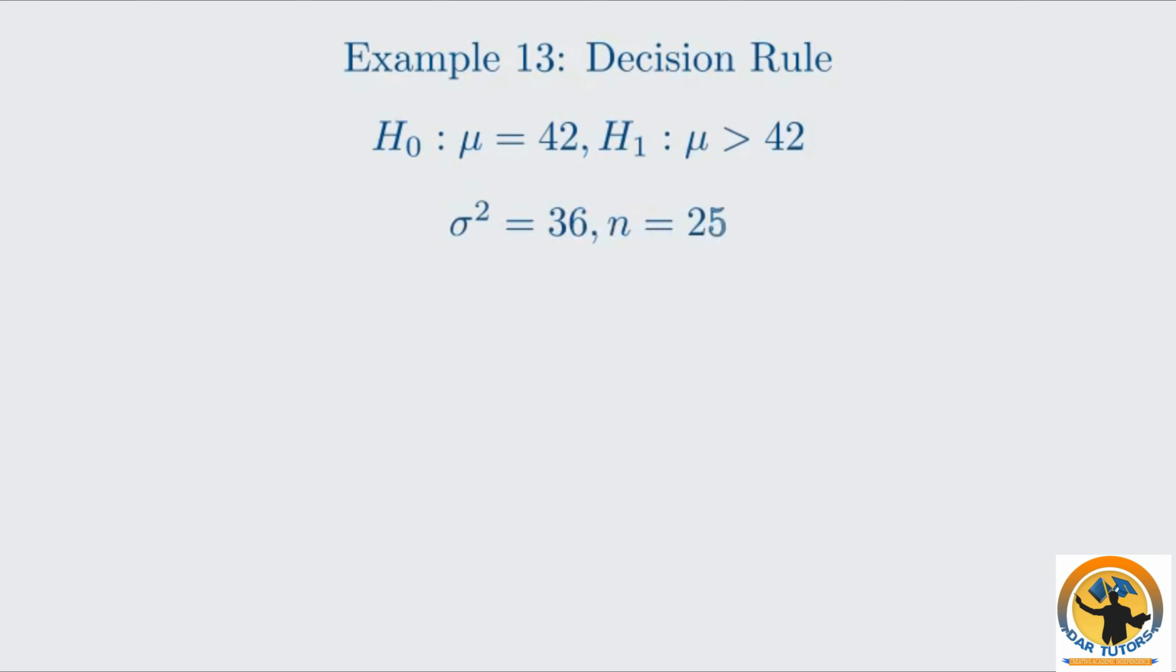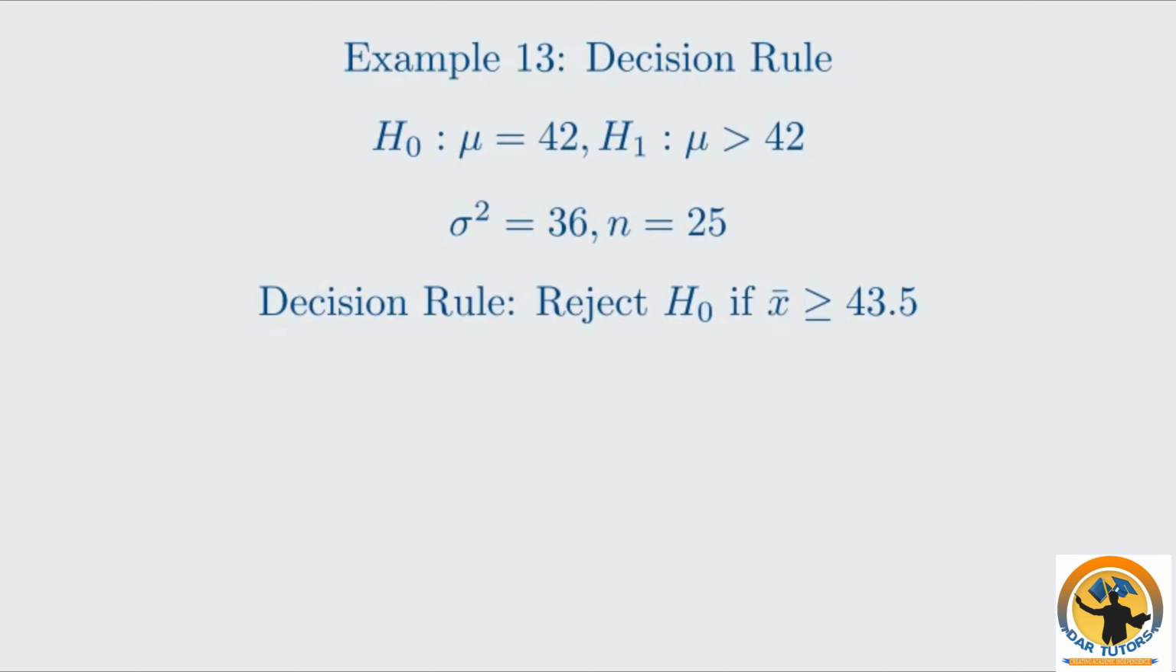Sometimes, we are given a decision rule in terms of the sample mean, x bar, instead of the z statistic. In example 13, we test H0: mu equals 42 against H1: mu is greater than 42, with a known variance of 36 and a sample size of 25. The decision rule is to accept H0 if the sample mean x bar is less than 43.5 and reject it if x bar is 43.5 or greater.